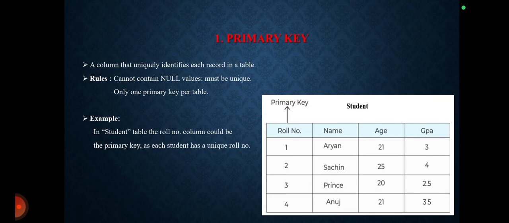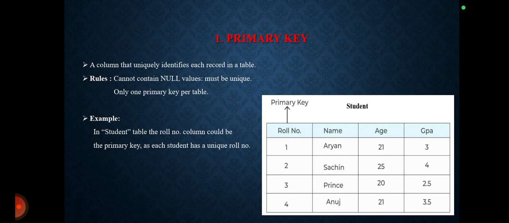A primary key is a column that uniquely identifies each record in a table. It has two important rules. It cannot be null and it must be unique. Also, a table can have only one primary key. Now, we see one example. In a student table, the roll number column can be the primary key because each student has a unique roll number.